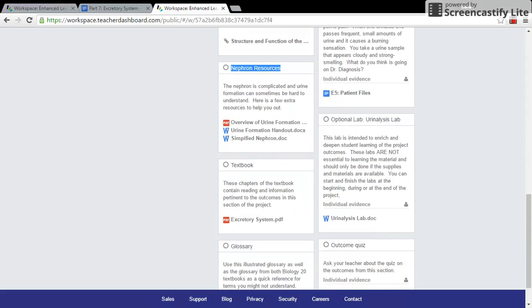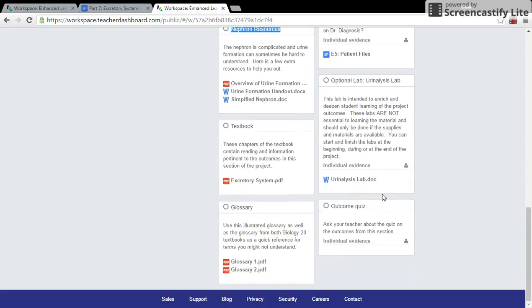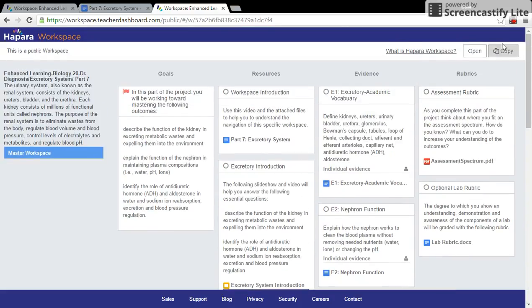There's also an optional lab, and again, this depends on if the materials are available, not necessary for you to understand what's going on, but it could enrich your learning and deepen your learning. It's a urinalysis, and so you basically take some urine and you analyze it. So it's fake urine. If your teacher has access to that, chat with them and see what works out there. There is an outcome quiz and that assessment rubric you're coming back to, and that optional lab rubric.